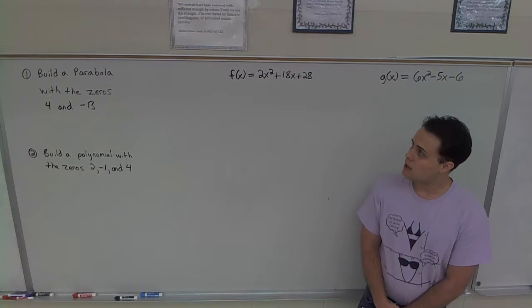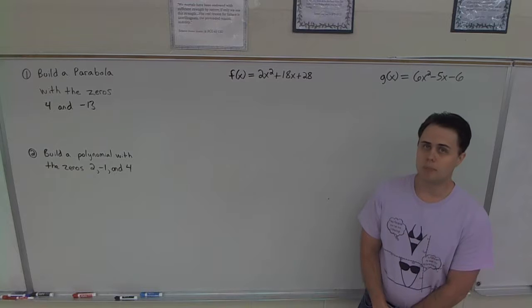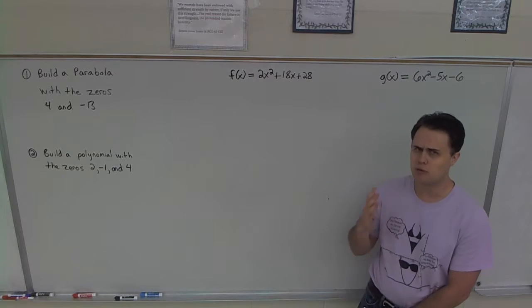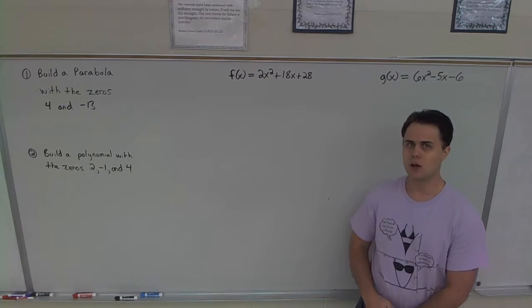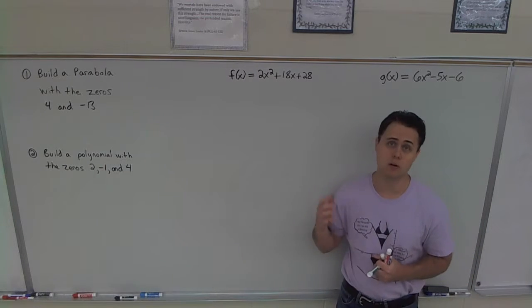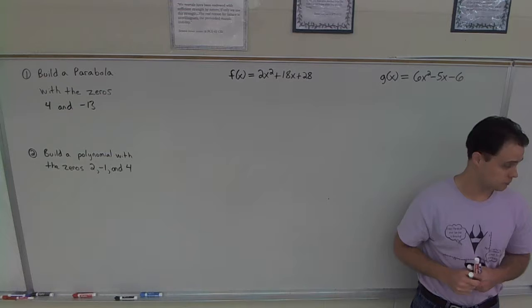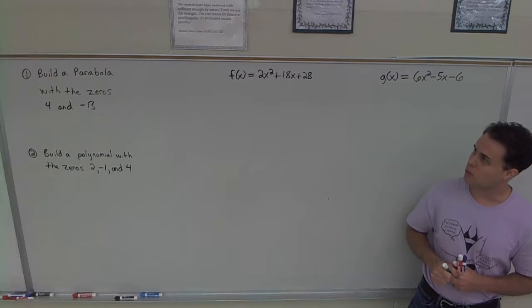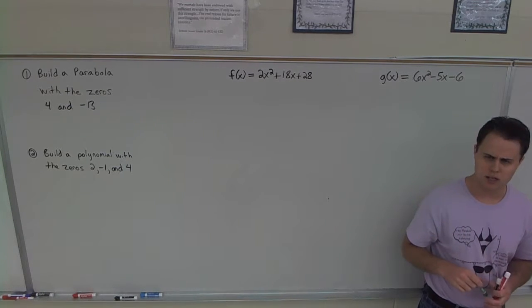Hello, algebra students. Today we're looking at another set of factoring examples. But before we factor, I thought we'd look at how the factors go back to the original parabola to begin with. So I thought we'd build a couple parabolas. So the first parabola I want to build has zeros 4 and negative 13.